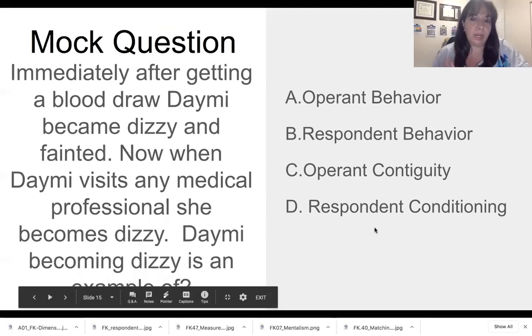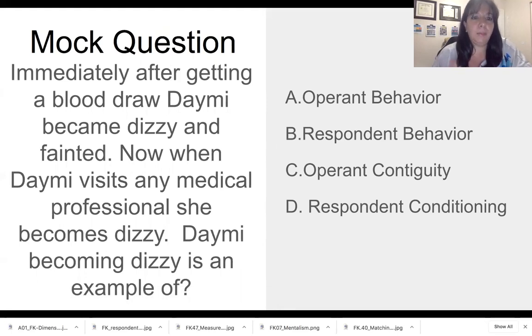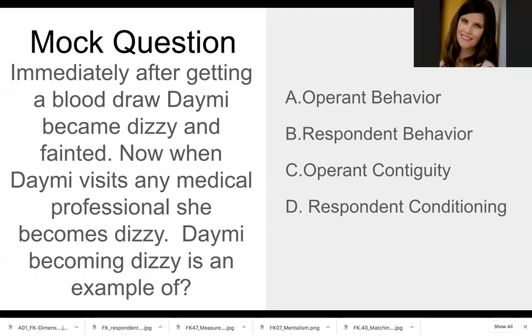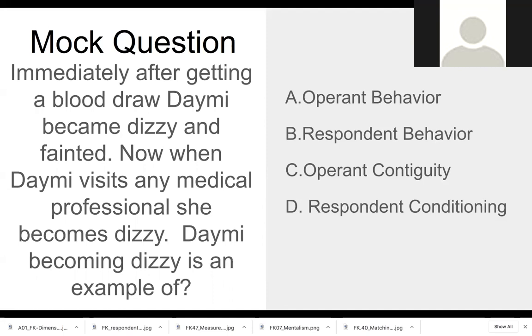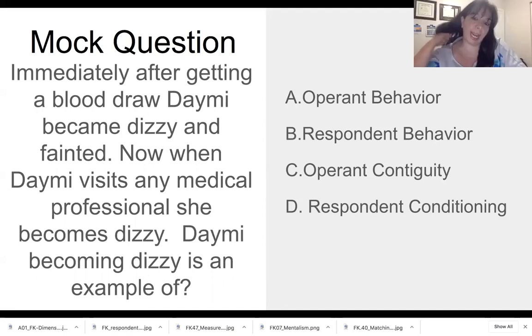All right, next question. This is my last question. Immediately after getting a blood draw, Daymi became dizzy and fainted. Now when Daymi visits any medical professional, she becomes dizzy. Daymi becoming dizzy is an example of A, operant behavior, B, respondent behavior, C, operant contiguity, or D, respondent conditioning. Respondent behavior. Anyone else? Respondent conditioning. D. So I have 1 for A and 2 for D. I said B, respondent behavior. Okay, so 1 for B and 2 for D.